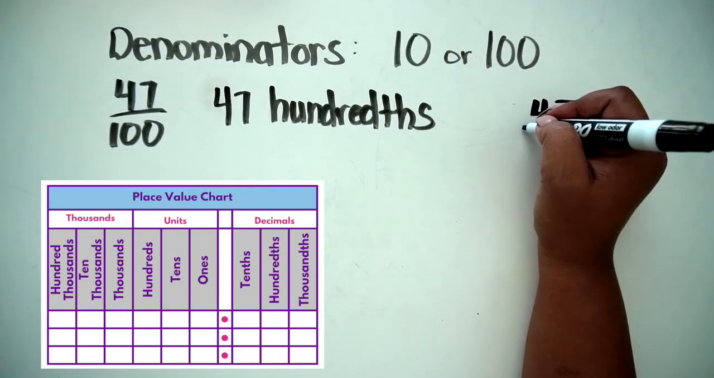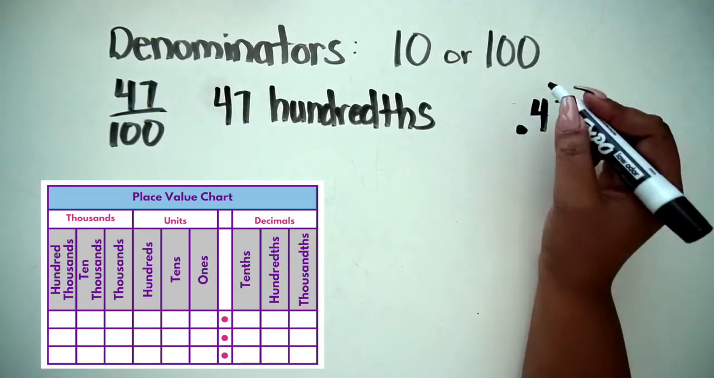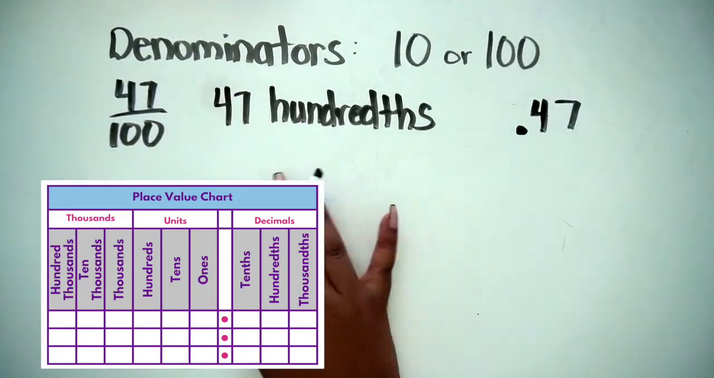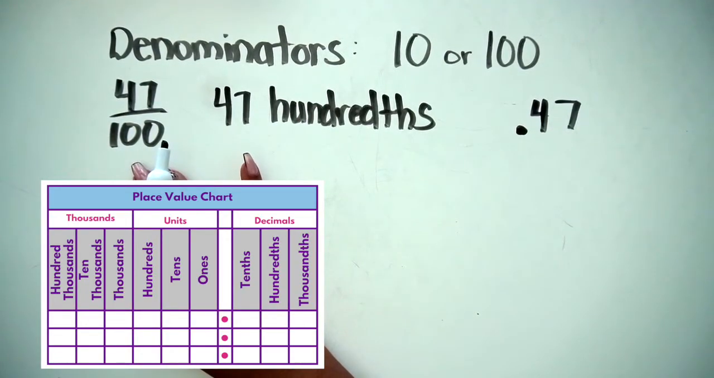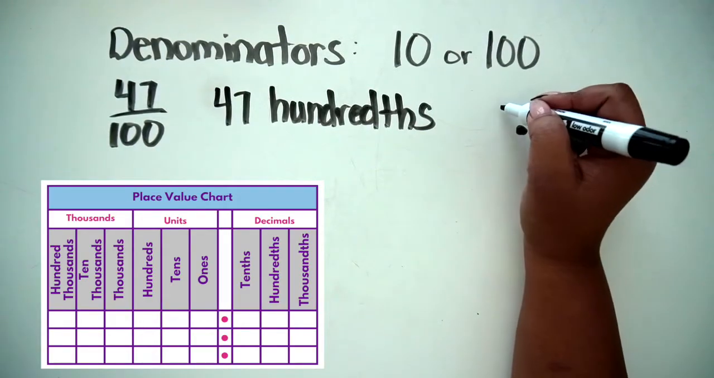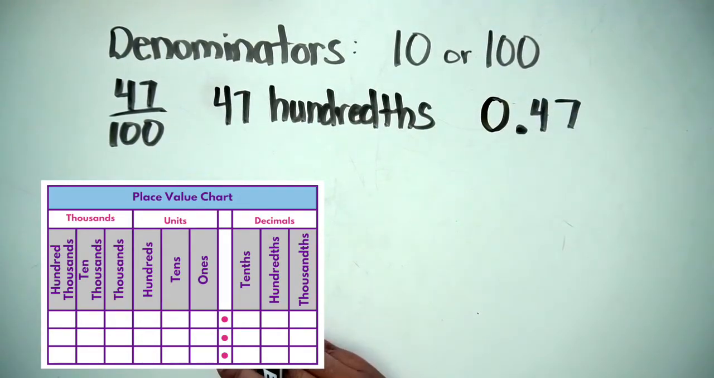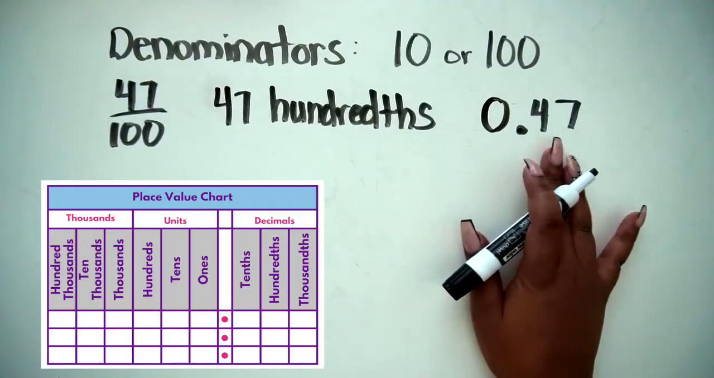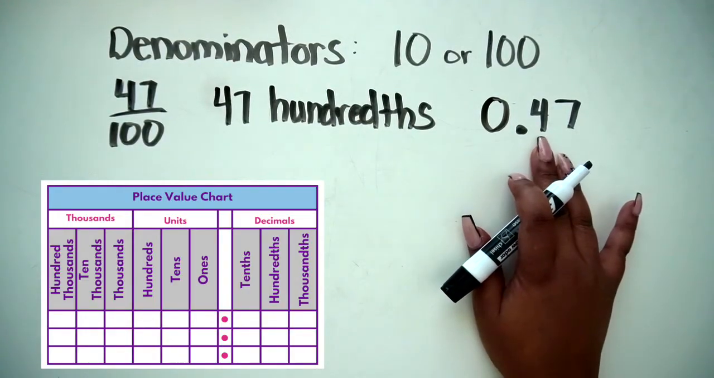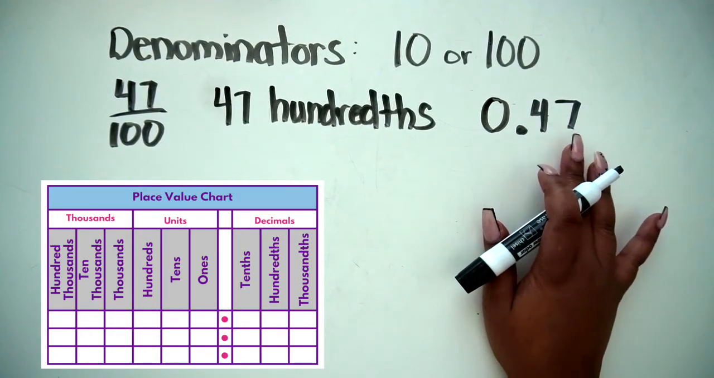To the left of the tenths, we have our decimal point and our ones. This fraction doesn't have any ones or whole numbers, so we're going to put a 0 in the ones place. 47 hundredths has 4 tenths and 7 hundredths.